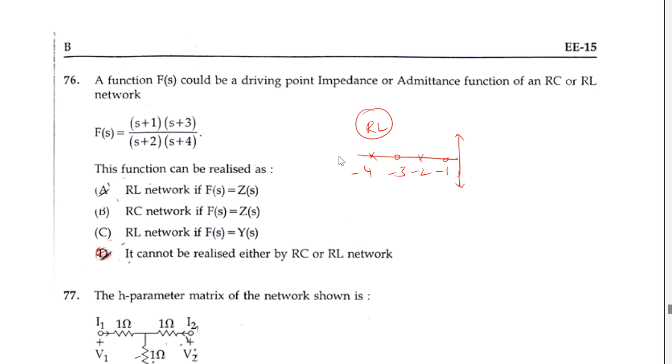So from this pole zero diagram itself we can say that it's an RL network if f of s is equal to Z of s here. And one more condition here to check the answer is, Z of RL at 0 should be less than Z of RL at infinity. Okay. So when you are substituting s equal to infinity, what will happen here is going to be 1. So here 3 by 8 should be less than 1 value here. Okay. So answer is A.